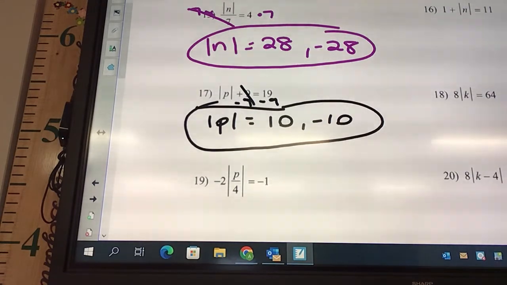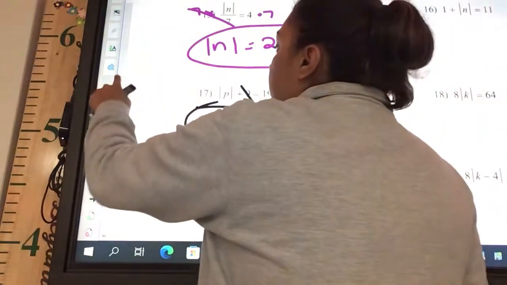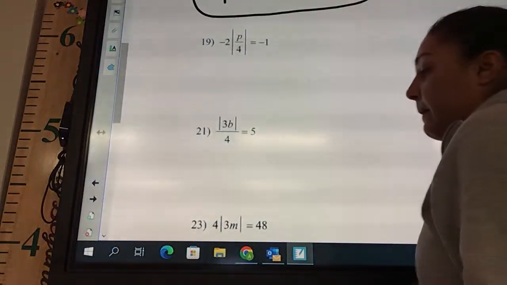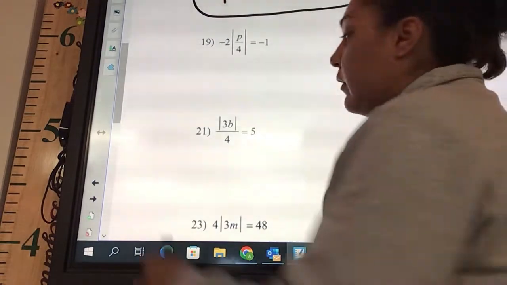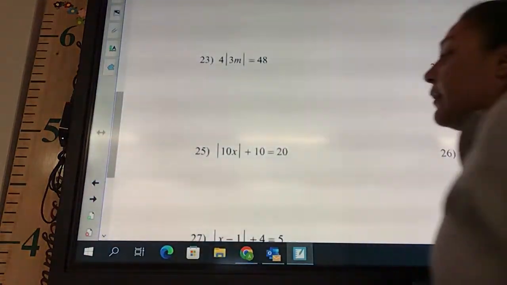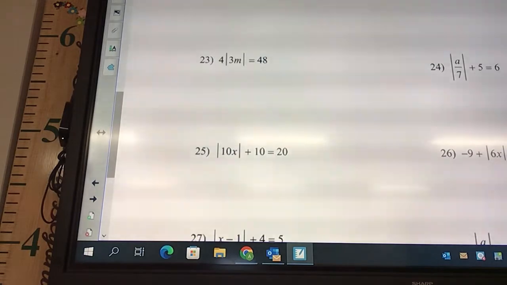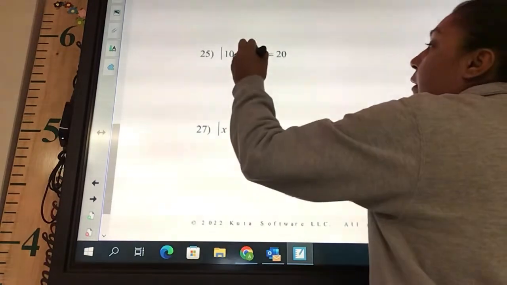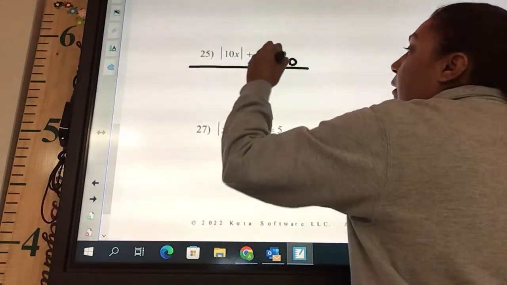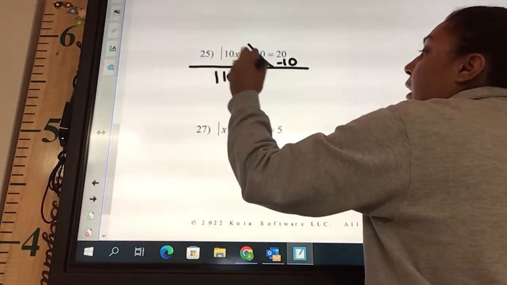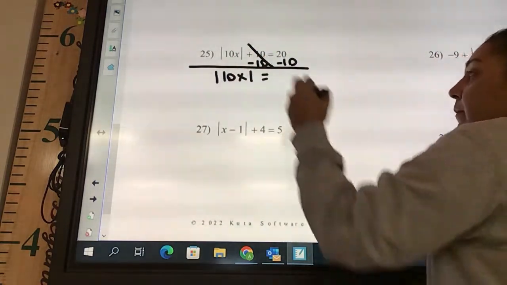Okay, we're going to hop for a second. Go to number 25. We're going to do that one first, before we do the 19. Okay, so 25. Does it say bar equals? No, what do you need to move first? Yeah, so we're going to say minus 10 on both sides. So I got bar 10x bar equals 20 minus 10?